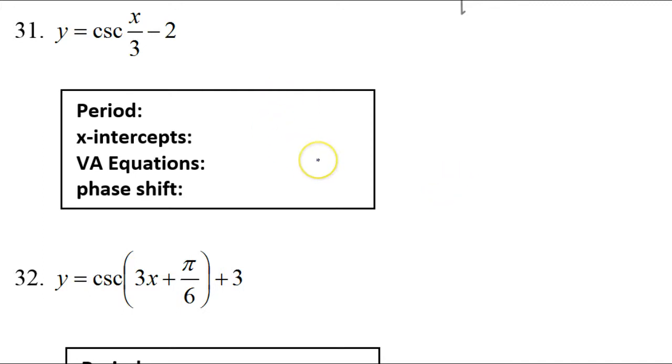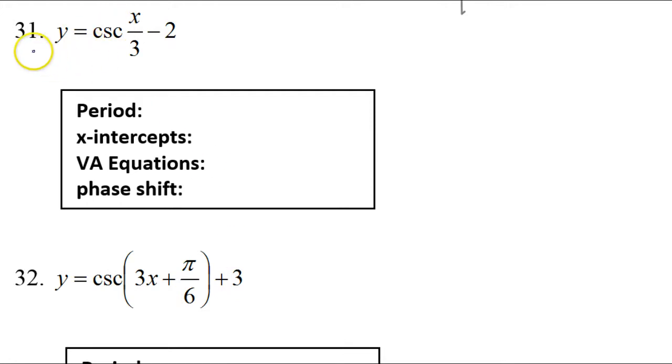In this video, we're going to learn about the cosecant function. And I see we have a change in period with the b value. And wait, this -2, is this a phase shift or is this a vertical shift? It is a vertical shift. There's no parentheses. As opposed to number 32, if we get that far, there's a phase shift. This is what a phase shift will look like, and a vertical shift.